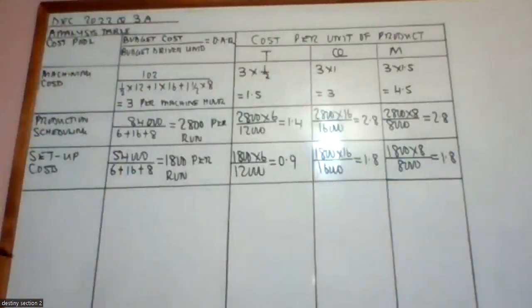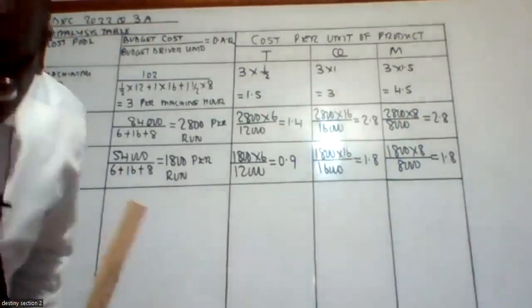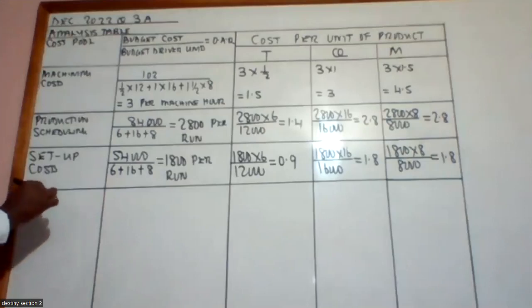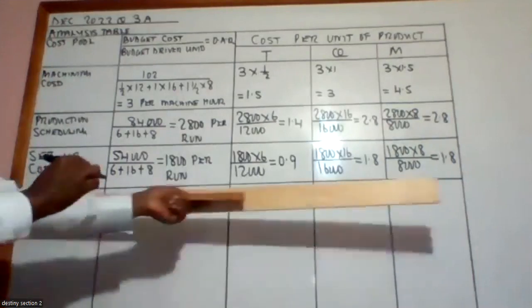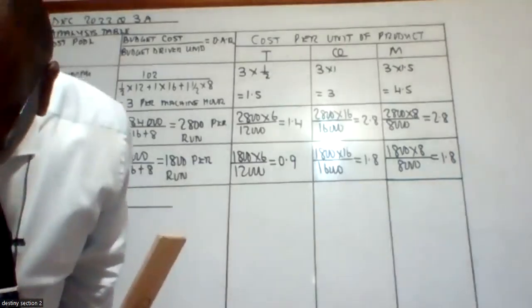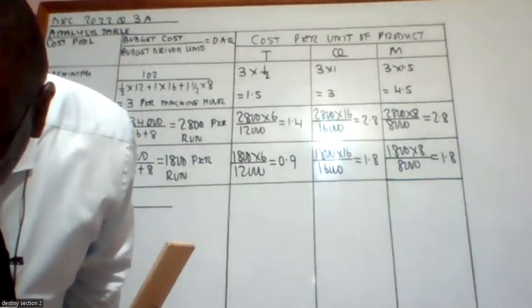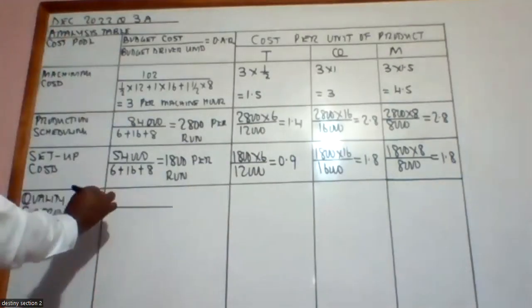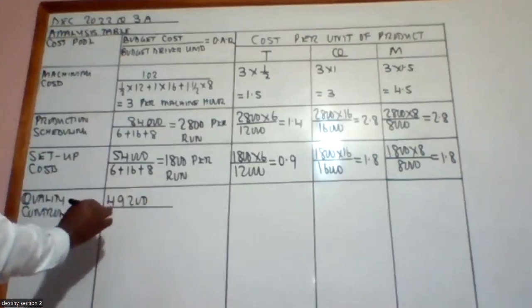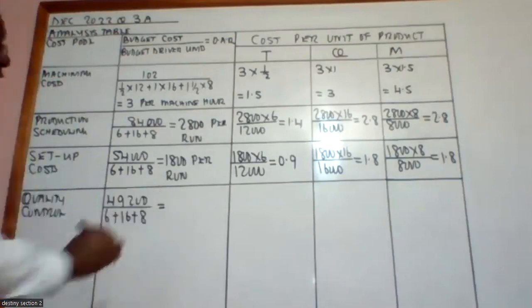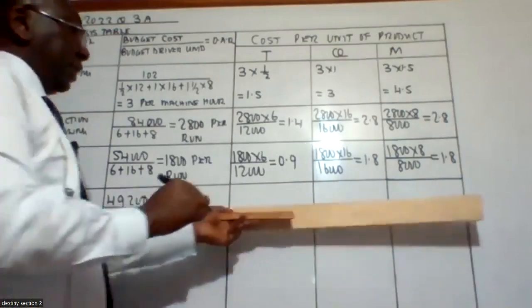Okay, let us go to the next, which is quality control. In the quality control, it is also being driven by the number of production runs. Then this question has become very simple. 49,200. So 6 plus 16 plus 8. So tell me how much that is.